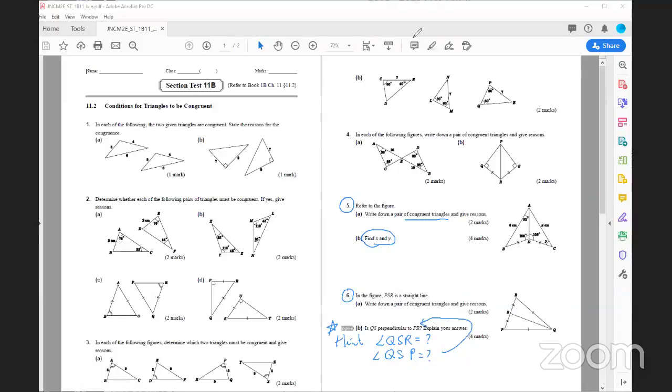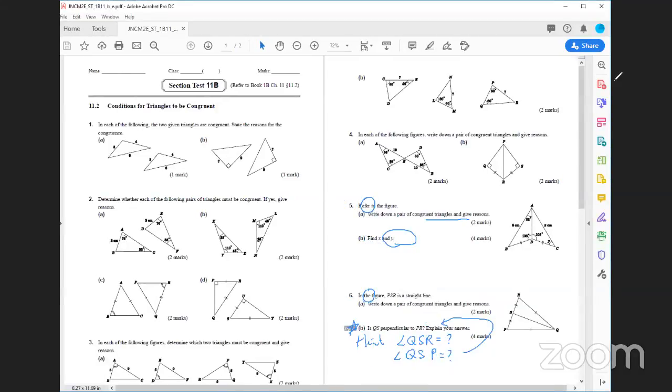Parker, you have finished all already? All the questions? 1 to 6. Okay, right. Now, Parker, if you have finished your exercise, take the photo of your exercise now. Okay, of course, it's better if you can take the photo with Adobe Scan. Okay, and then upload to Google Classroom.